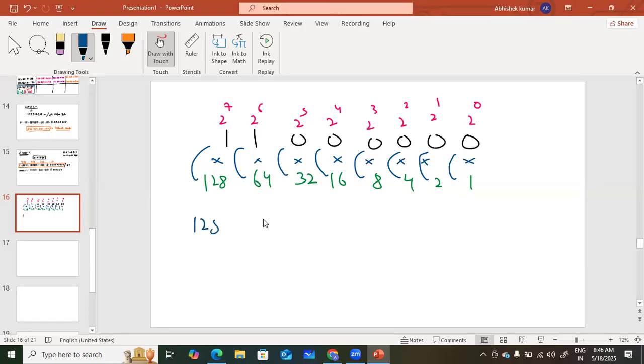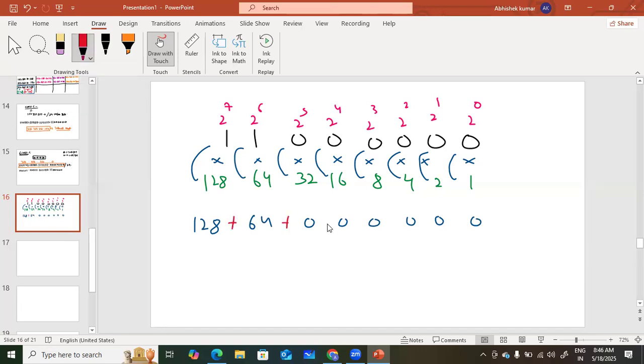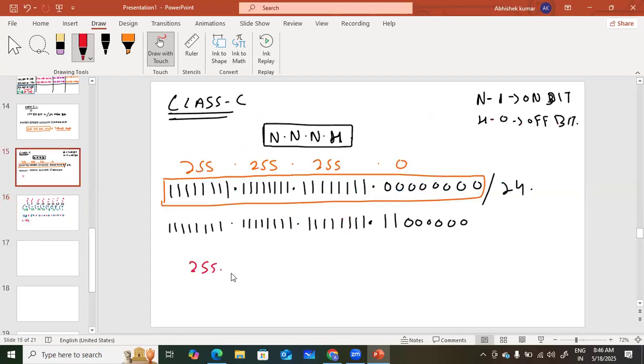You will get 128, 64, 0, 0, 0, 0, 0. At the end, add all these values. 128 plus 64 gives you 192. Clear? Yes. That's why I've used the number 255.255.255.192. Okay. Clear? Yes.